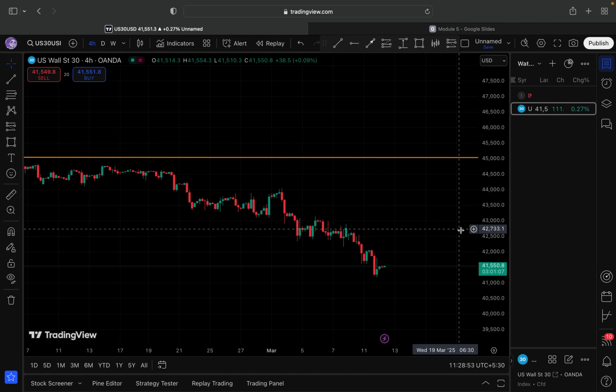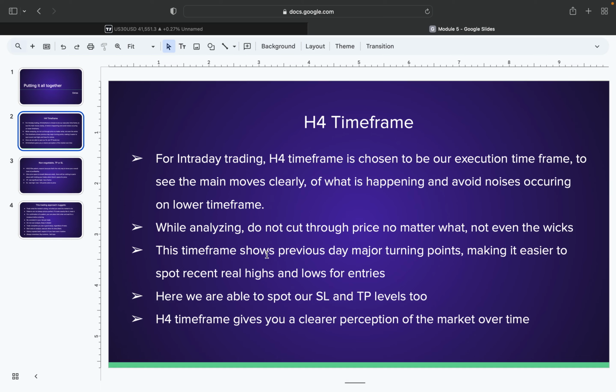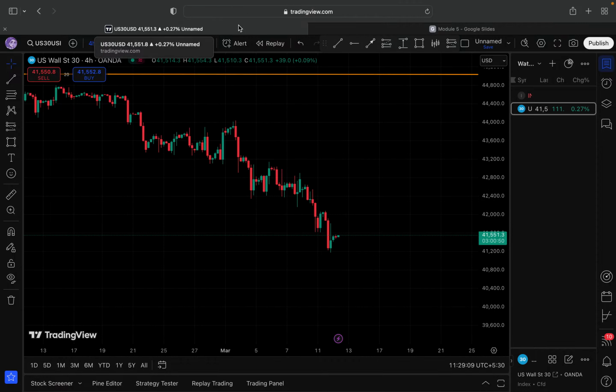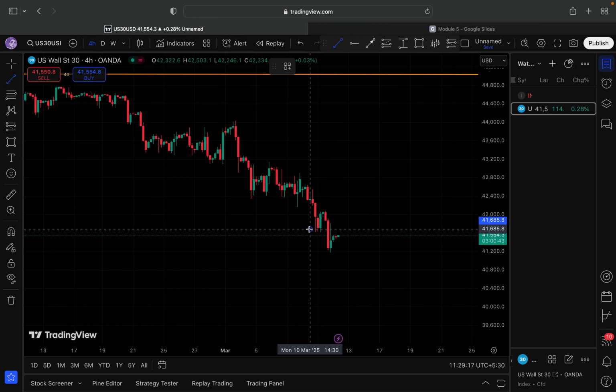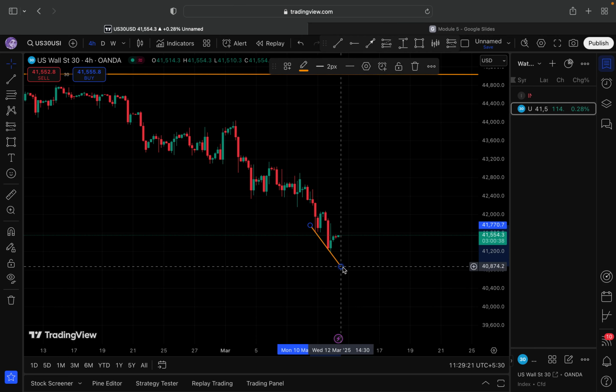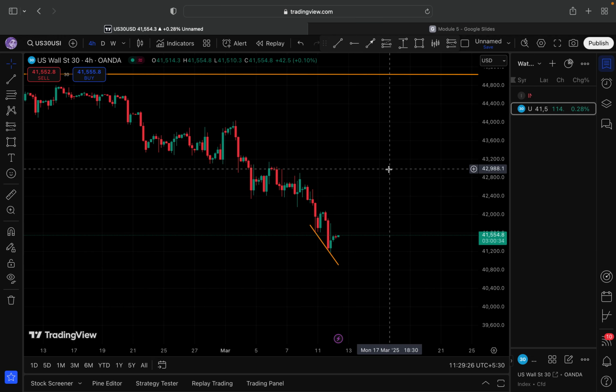Now the third point said that this time frame helps in showing the previous major turning point. Yes, it does, making it easier to spot these recent highs and lows. When I mean major turning point, where did price end yesterday? Here, right? The major turning point. Price ended here. So this was the major turning point, and mostly you can see this clearly on the H4 time frame compared to other time frames.